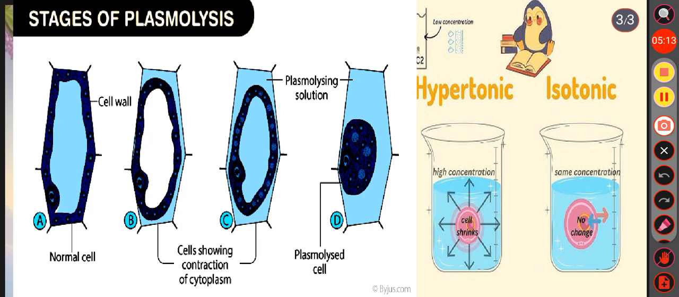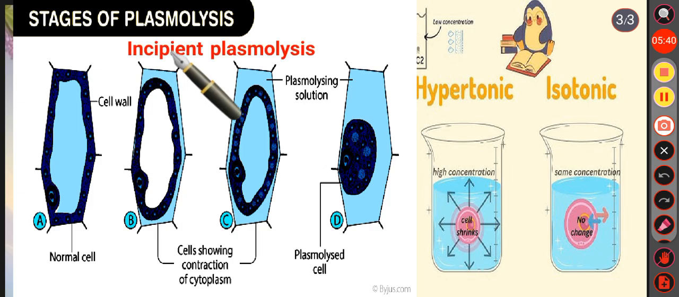Here we just saw that when a cell is placed in a hypertonic solution, water comes out from the cell because high solute concentration is present outside the cell. So here exoosmosis occurs. So here, due to exoosmosis, under the influence of the hypertonic solution, the protoplast shrinks from its cell wall. This is called plasmolysis. So this is the fully plasmolysed cell.